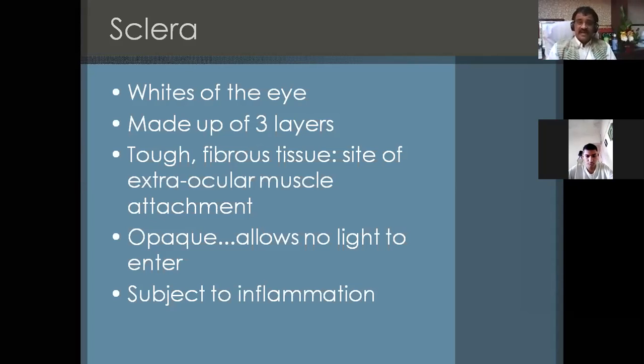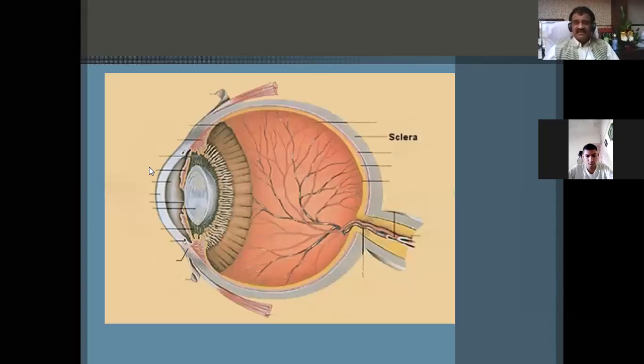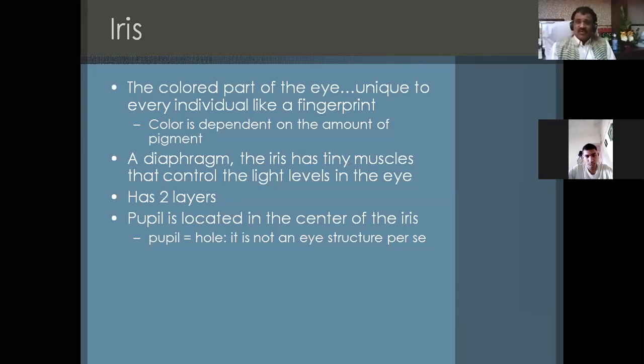Okay, and it is also subject to inflammation, and is called scleritis. Here you can see the sclera. Okay, quite a big coat, and the part which is seen from the front is less, but the part which is hidden behind is too much. So 3/4 is hidden, and 1/4 we see from outside. Iris now. We'll go to iris.